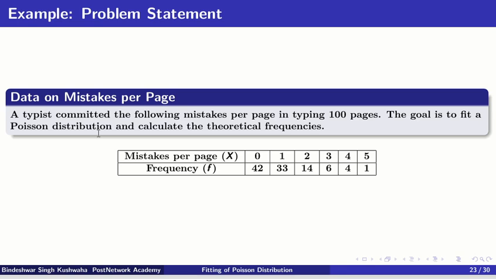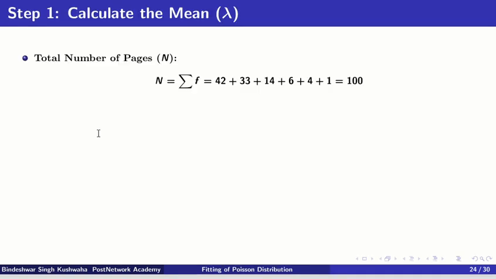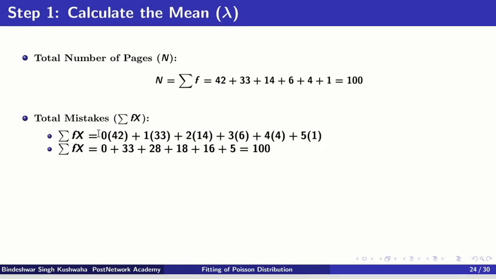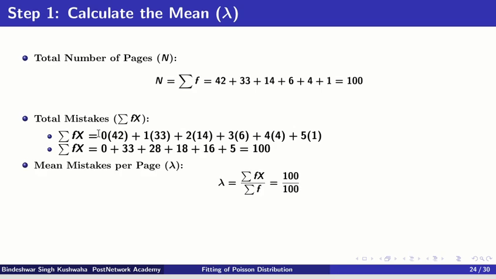Now let us see another one, data on mistakes per page. A typist committed the following mistakes per page in typing 100 pages. The goal is to fit a Poisson distribution and calculate the theoretical frequencies. So here we find N, the summation of all frequencies, that is 100, and you multiply f by x, so you again get 100. So lambda would be 1.